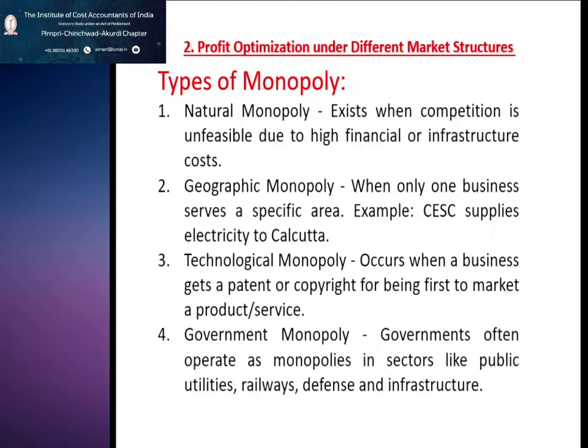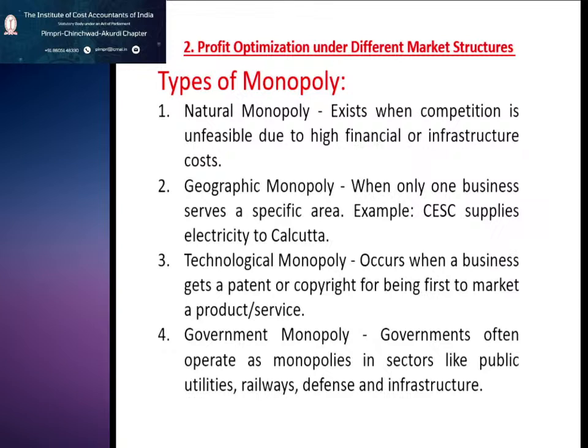Technological monopoly occurs when a business gets a patent or copyright for being first to market a product or services. So that's where the technological monopoly comes into existence. And fourth one is the government monopoly. Over here, government often operates as monopolies in sectors like public utilities, railways, defense and infrastructure. So a lot of PSUs in a way can be considered as government monopoly up to a particular point in time.